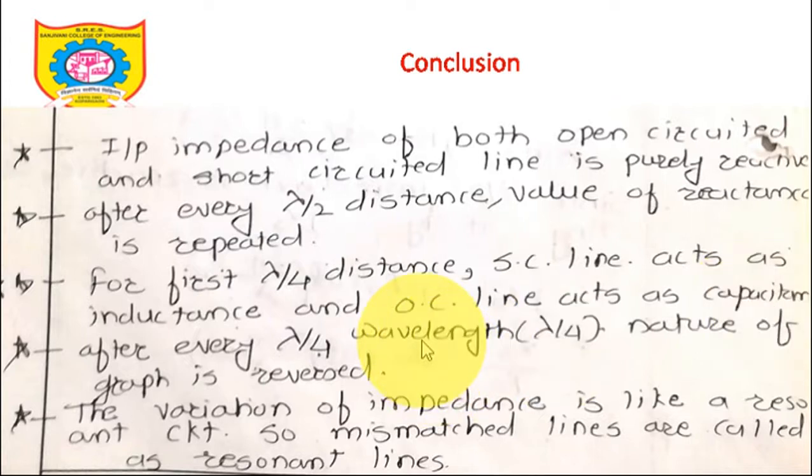After lambda by 4 wavelength, the nature of the graph is reversed. So inductive becomes capacitive, capacitive becomes inductive, and so on and so forth. So the variation in the impedance is like a resonant circuit, and that's why we are going to call these lines resonant lines, which are going to change their values for every lambda by 4 distance.